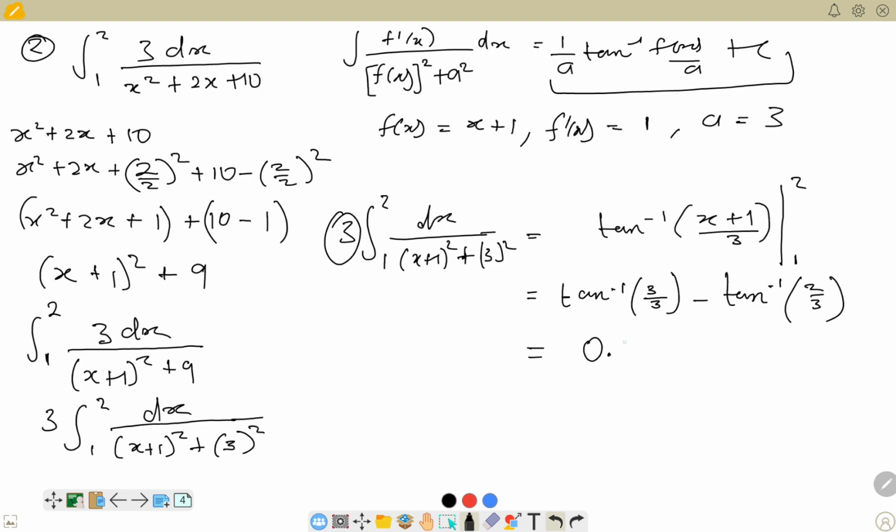Then we get 0.197. The calculator should be in radian mode, unless the limits were given as 2 degrees or 1 degree, in which case it can be in degree mode. But in this case, you have to put the calculator in radian mode.